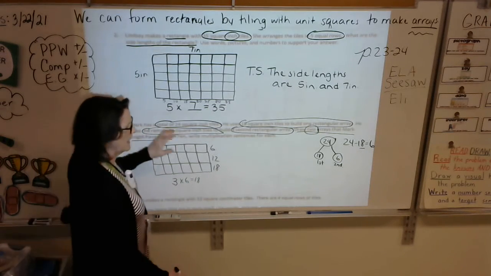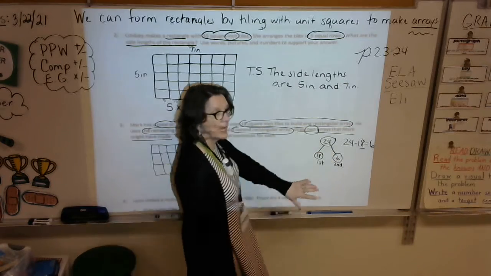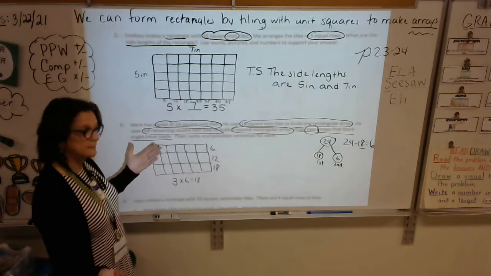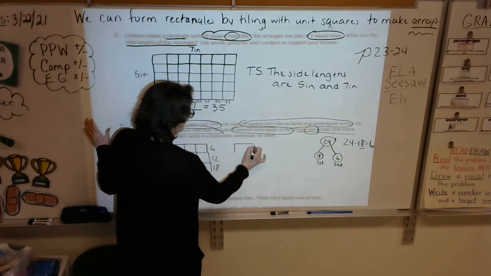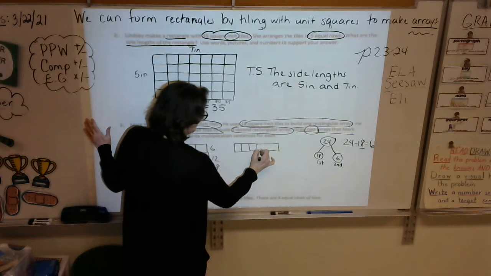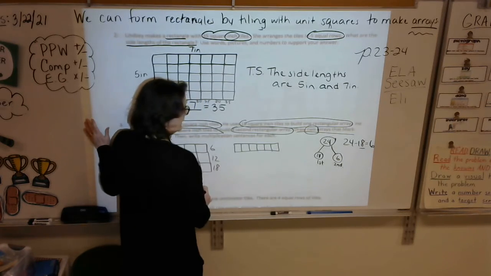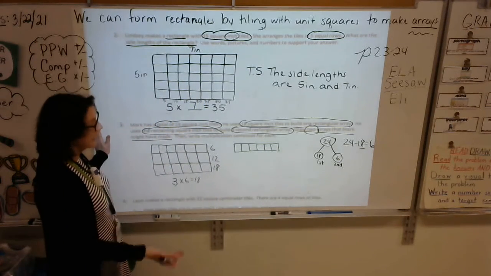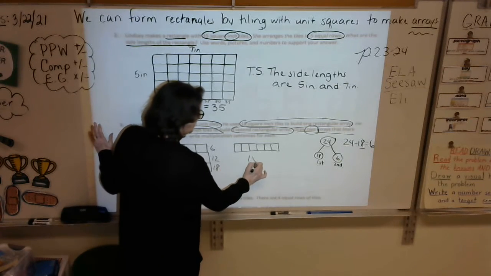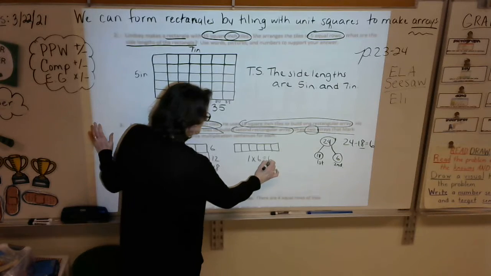Now our second array just needs 6 tiles. So the easiest way to do it is let's just count 6. And there's our second array. That can be one of them. So we would write for our number sentence here, we have 1 row, 1 times 6 equals 6.